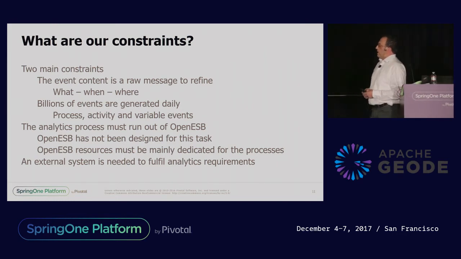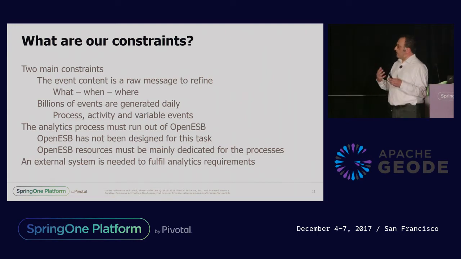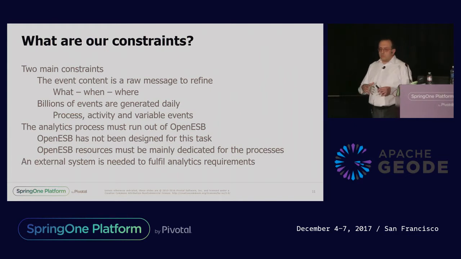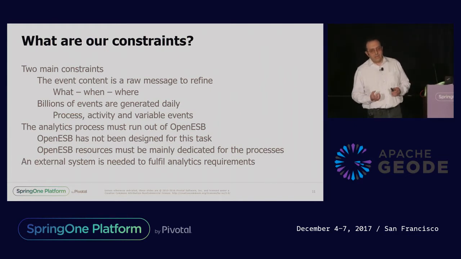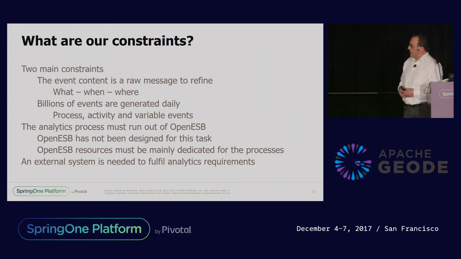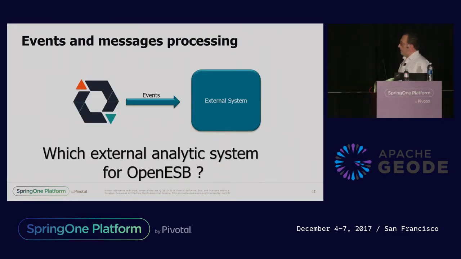The second problem is the number of events. Very quickly, when you invoke OpenESB hundreds of times per second, you can have billions of events generated daily. So it was obvious for everyone that OpenESB has not been designed for that, and it would be better to focus OpenESB resources on process running and process management. So we had to define an external system to process our events.